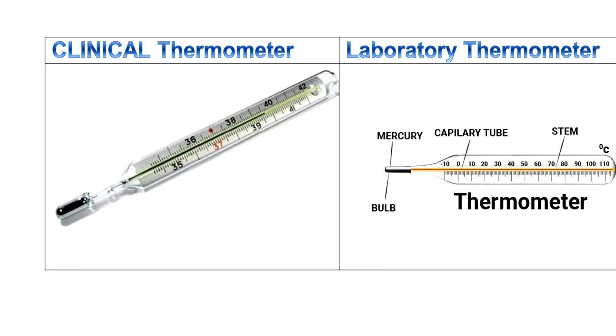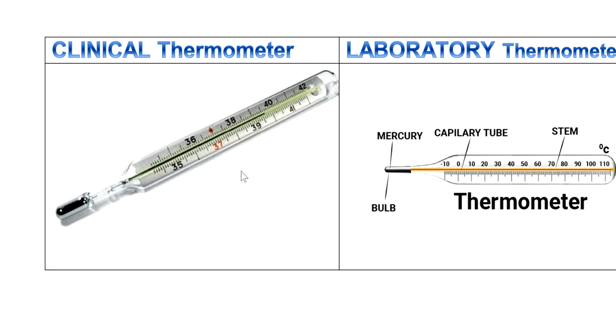Now I'll show you another diagram. Students, in this diagram, on the left side we have the clinical thermometer and on the right side we have the laboratory thermometer, which is being used by engineers, and the clinical thermometer is being used by doctors. Students, now some important things are there. From this diagram I will clarify two things.